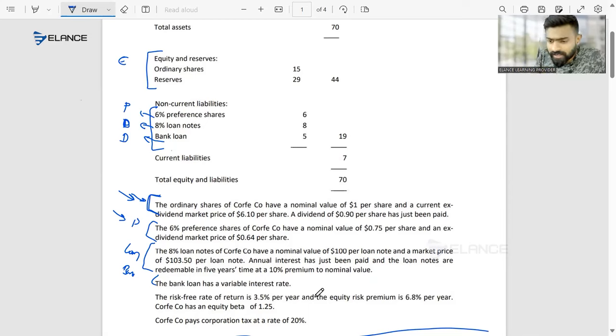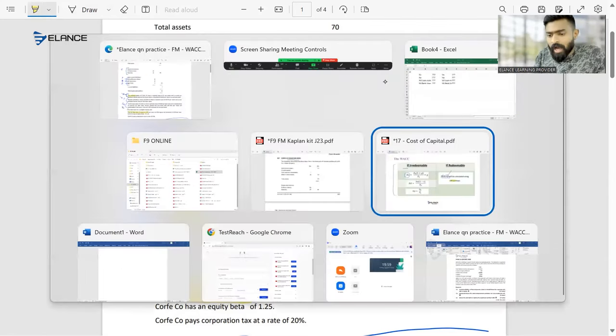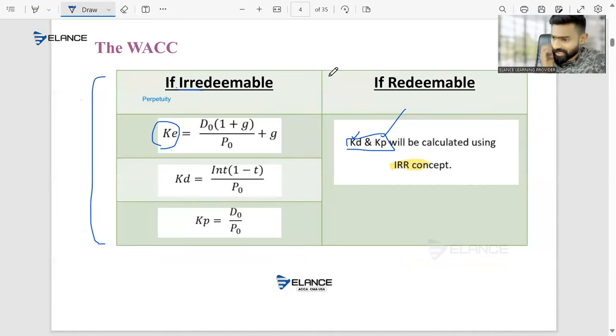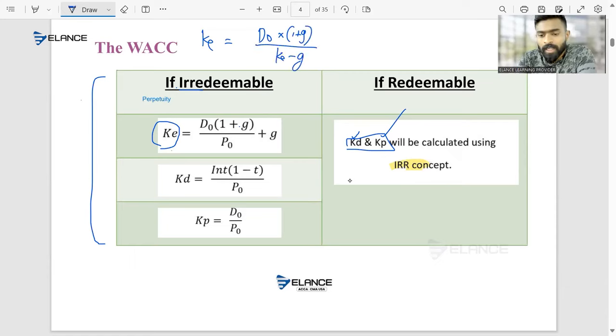Okay. Having said this, looking at the data for the ordinary shares, a few data are given here, plus a few data are given here as well. Risk-free rate and betas are given. In the initial sessions, I already showed you this PDF file, this slide. Here, KE is based on dividend: current dividend into 1 plus Z, divided by KE minus Z. This we will be using if the examiner provides hints about dividend.